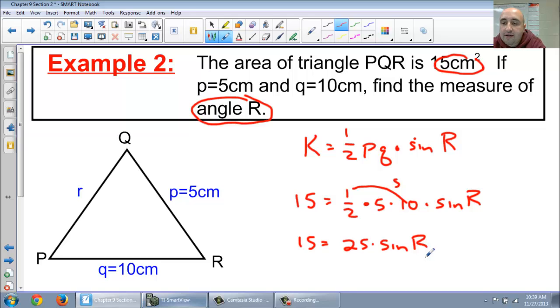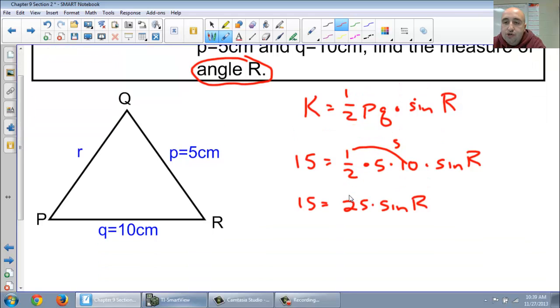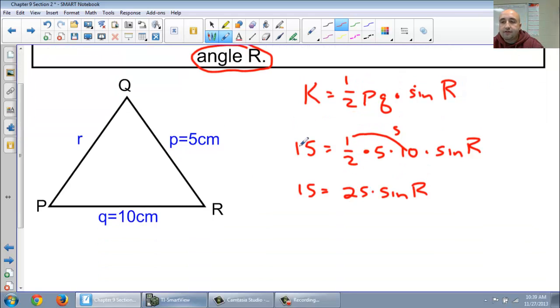Okay, so 1/2 times 5 times 10 is 25. All right, so now what would I do in order to get sine by itself? I'd have to divide by 25, divide by 25. 25's cancel out, so I'm left with sine of r equals 15 divided by 25. So I need to do this number on my calculator.